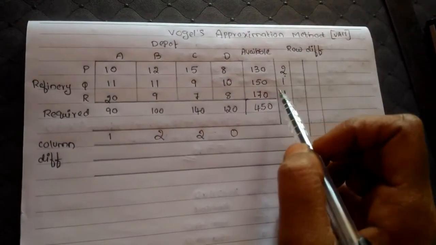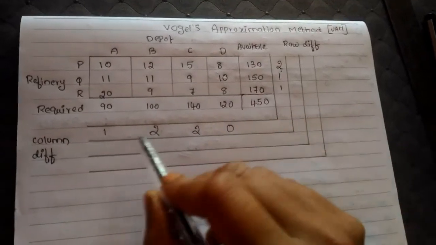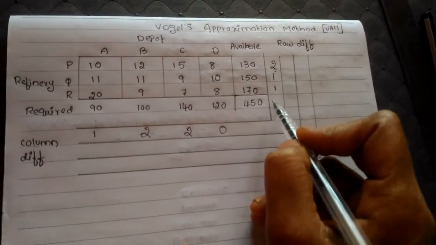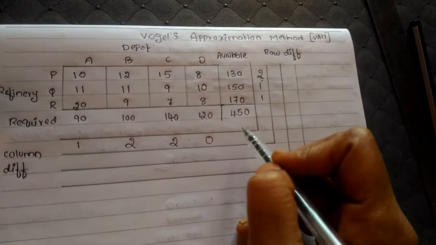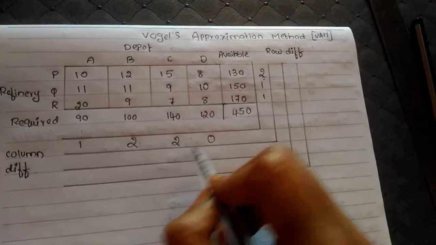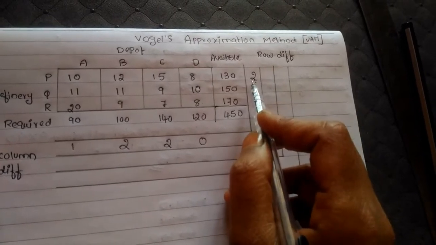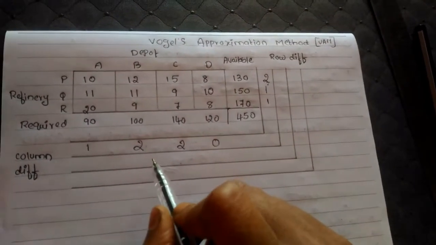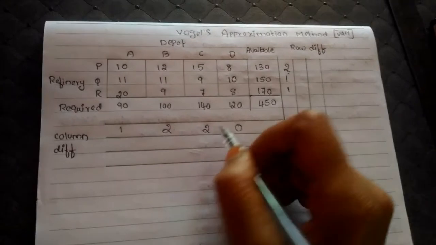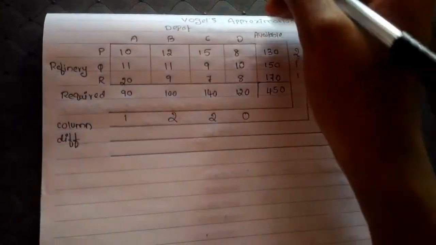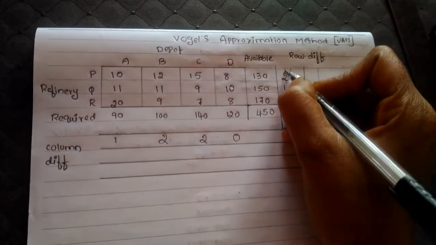Now go for the iteration. Amongst these column differences and row differences, identify the largest value. Which is the largest value? 2 is the largest value. Which one will you choose? There are three 2's present: in the row differences I have one 2 and in the column differences I have two 2's. So I'll choose any one arbitrarily. For instance, I will just choose this 2.